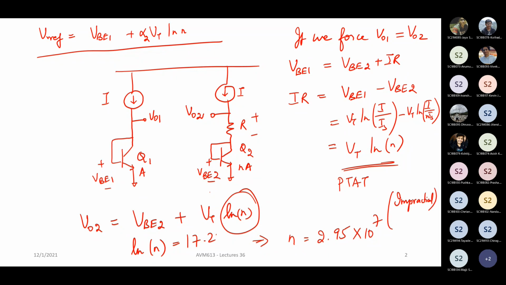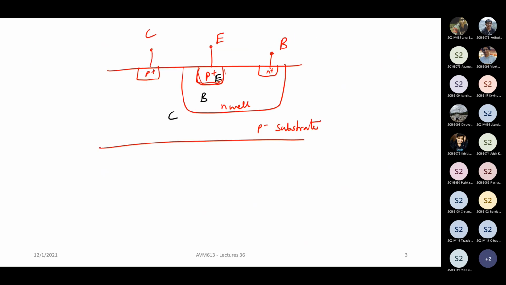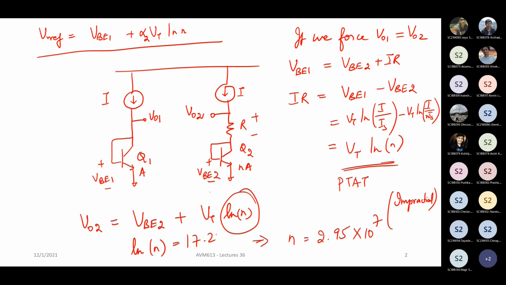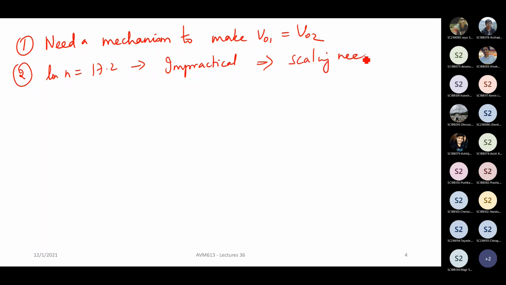But now we have found a solution, but then there are a few things that need to be tackled. What are the problems that we see here? First and foremost, we need a mechanism to make VO1 equal to VO2. Okay, we just said if both are equal, this is what we are getting, and VO2 becomes our bandgap reference. But we need to come up with a mechanism for how to do it. Now, secondly, the second problem is ln n equal to 17.2 is impractical. Right? So we need some scaling. We cannot have such a large n factor.